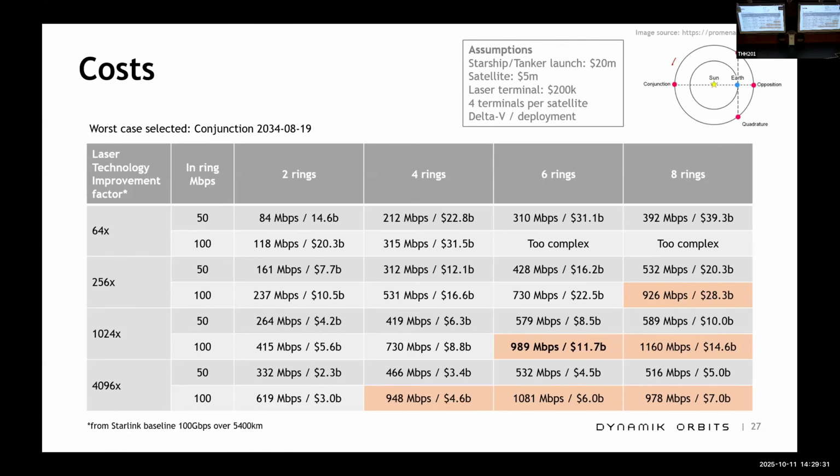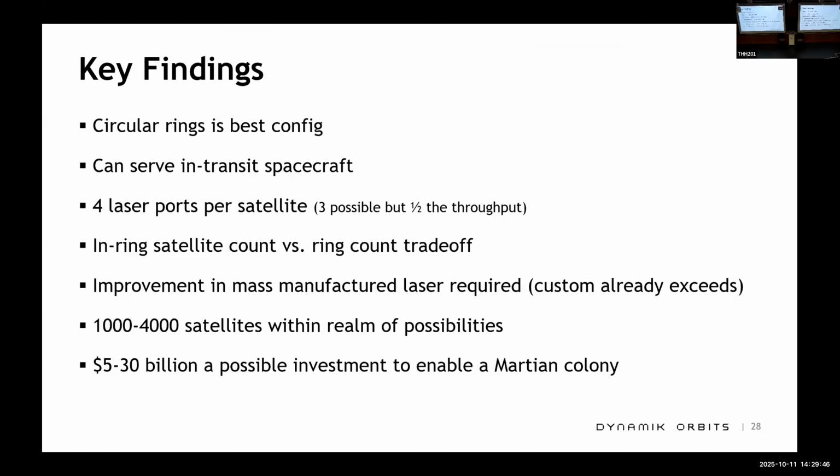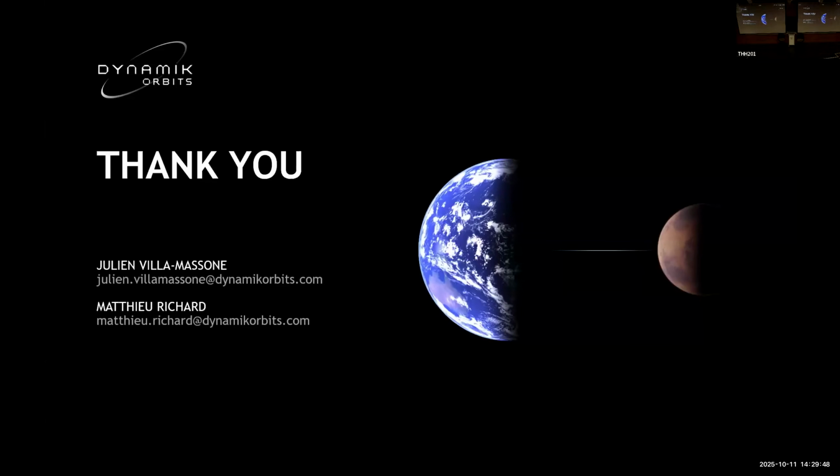The cost assumptions are there: 20 million per Starship, and for each tanker. Satellites 5 million, laser terminal 200K, 4 terminals per satellite. Of course, that can change. And if you go to the simulation on marslink.io, you can change those assumptions to get a different result. Yep. Thank you very much.